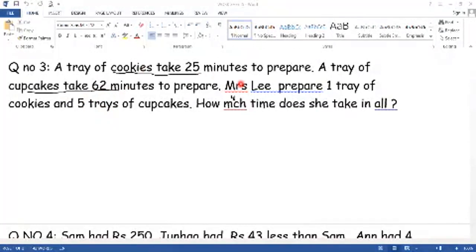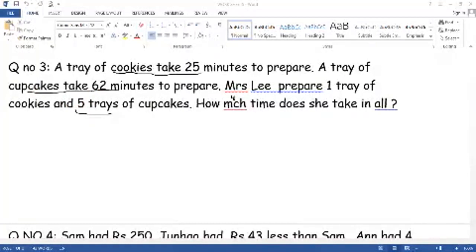This is given. The important line is this one: Mrs. Lee prepared one tray of cookies. So it means if you multiply 1 with the 25, your answer will be the same. And see, 5 trays of cupcakes. So the time for 5 trays of cupcakes is not given. The teacher gave you in the word problem only the cooking time of one tray. One tray cooking time is given and she bakes 5. So this is the main point that you need to keep in your mind. I'm going to underline it.